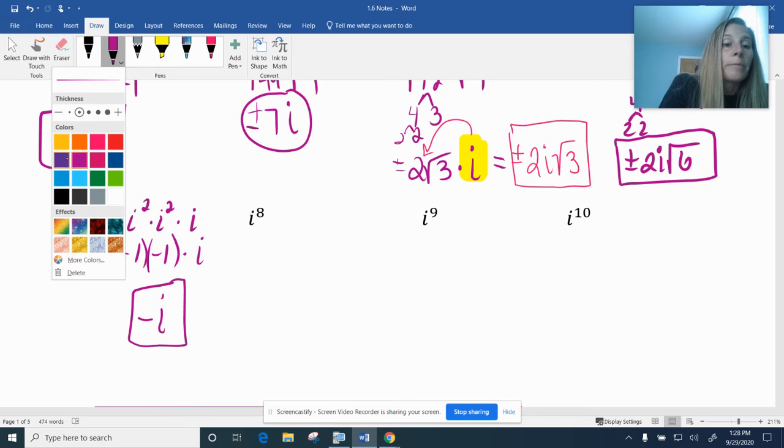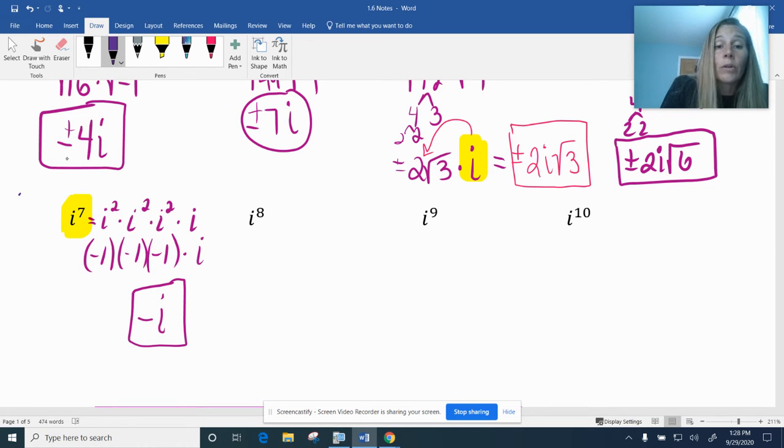Now the next one is an even number. So it's going to take 4 i squareds to get me that i to the 8th power. And each of these i squareds is really equal to -1.